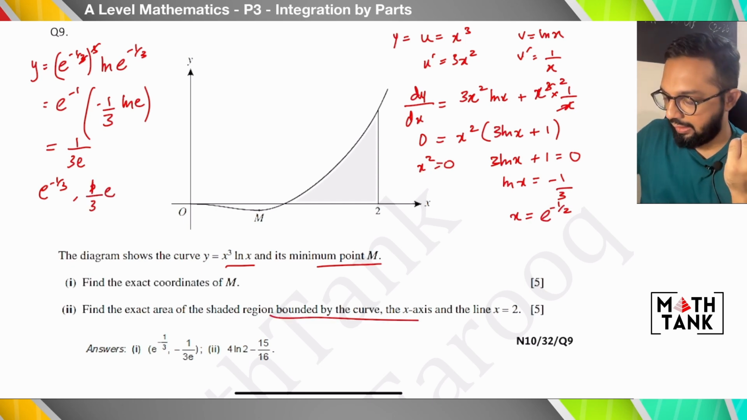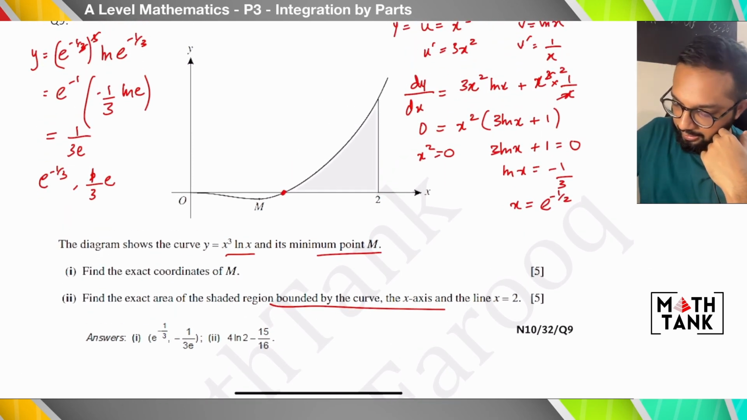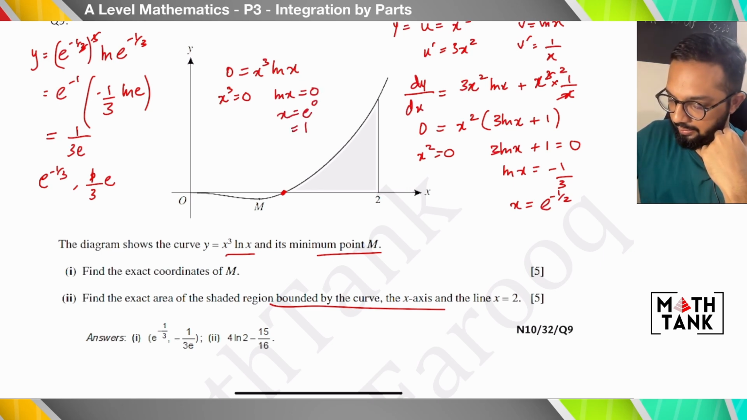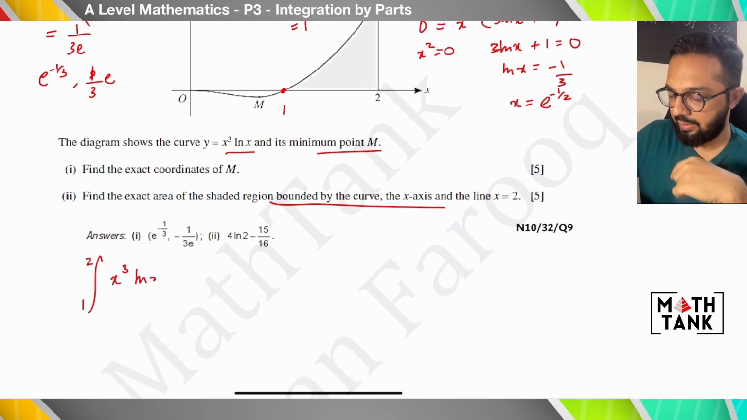Then it says find the area of the shaded region bounded by the curve, the x-axis, and the lines x equals 2. So I will need this point, so I equate the y to 0. So either this equals 0 or that equals 0. So x is 1. So I'm going to integrate from 1 to 2 x cube ln x.